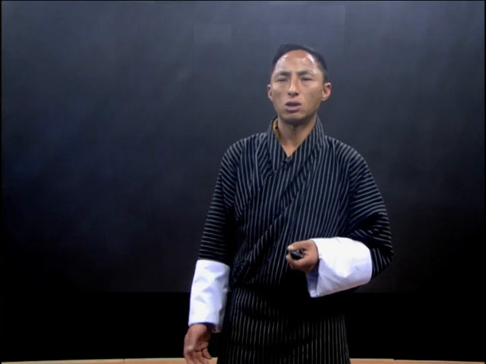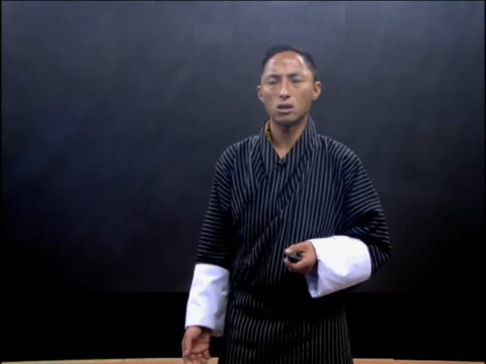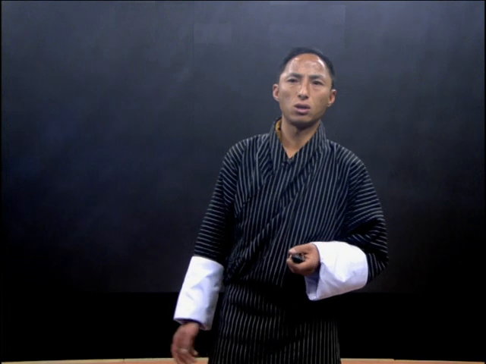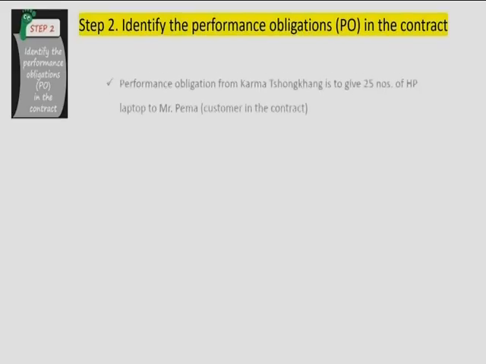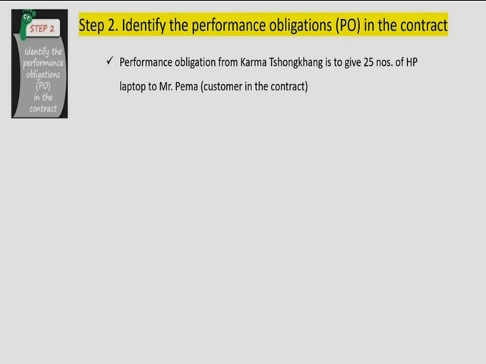Now see how we are going to recognize revenue for Karma Tsongkang. So first, identification of the contract has been done. Now the second step: identify the performance obligation in the contract. Performance obligation in the contract means what should be done by Karma Tsongkang to get revenue and what should be done by Mr. Pema to get the goods.